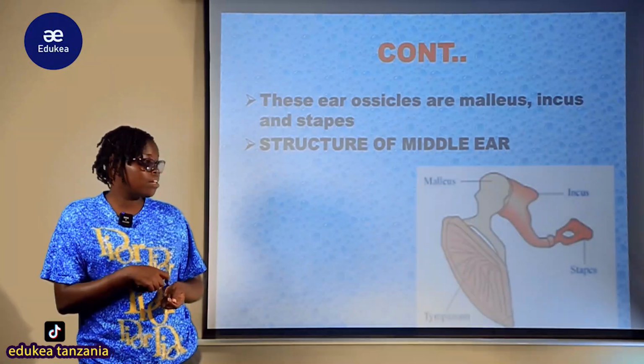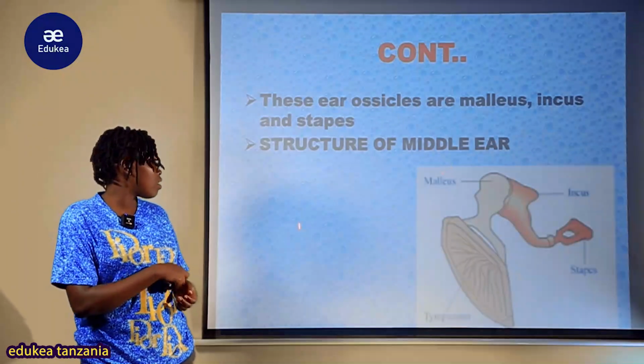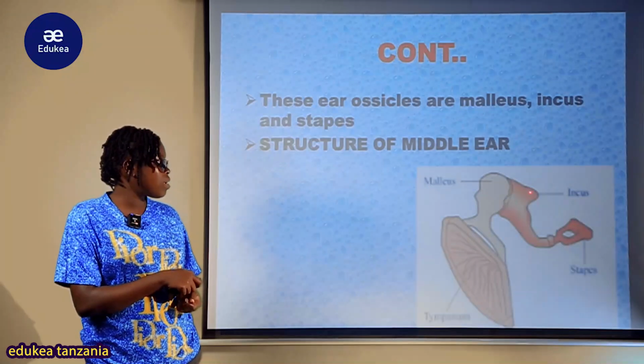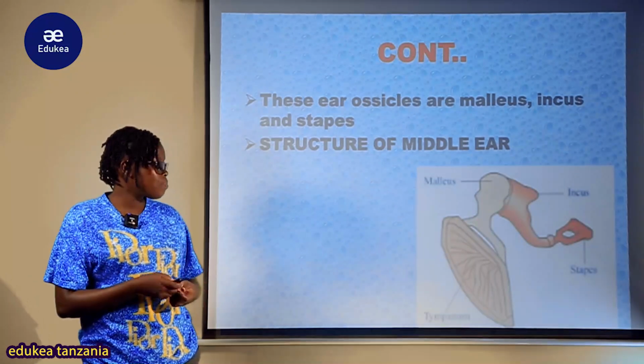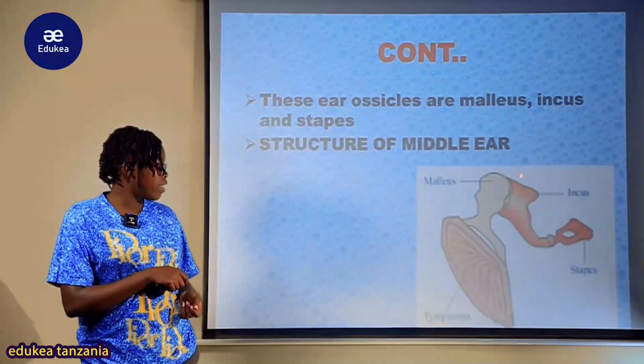So these are the main 3 ear ossicles ambazo zipo katika middle ear. Na hapa ni namna gani zinakuwa zinafanana? This is the structure of the middle ear. Ukiangalia hapa ni malleus, hapa ni incus pamoja na stapes. Zote kwa pamoja zimeheld by these muscles, by muscles, as you see here.